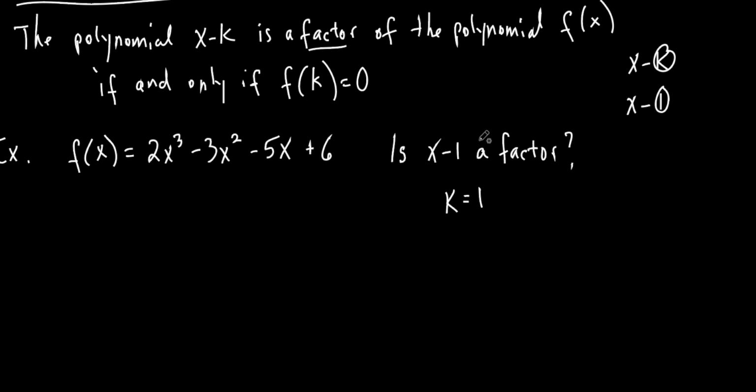The question says, is this a factor? This says it is a factor if what? F of k is 0. So that means, what am I going to do? I'm going to go f of what? 1. That's right. So if I take this part right here and I plug it in for the x's in that long polynomial right there, if it comes out to be a 0, that means that x minus 1 is a factor of this long polynomial. What does that mean to be a factor? It means it's being multiplied by it, correct?